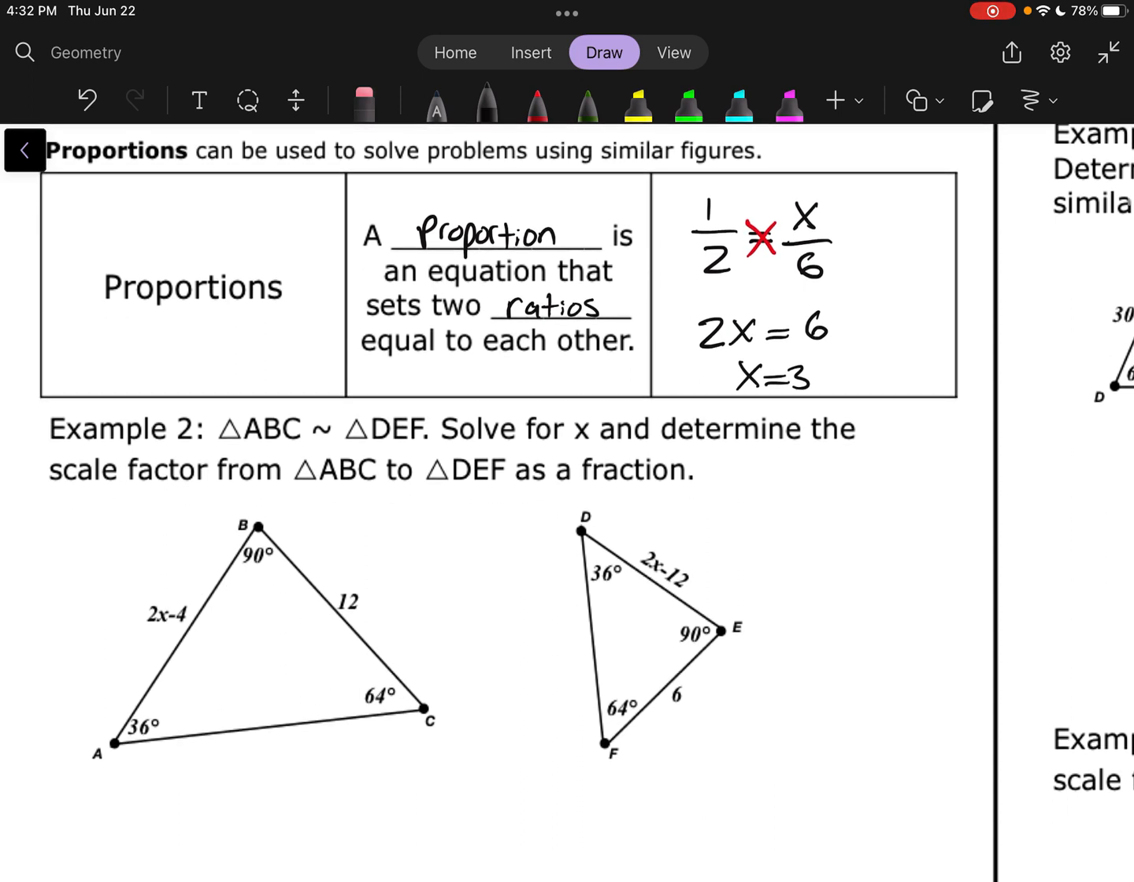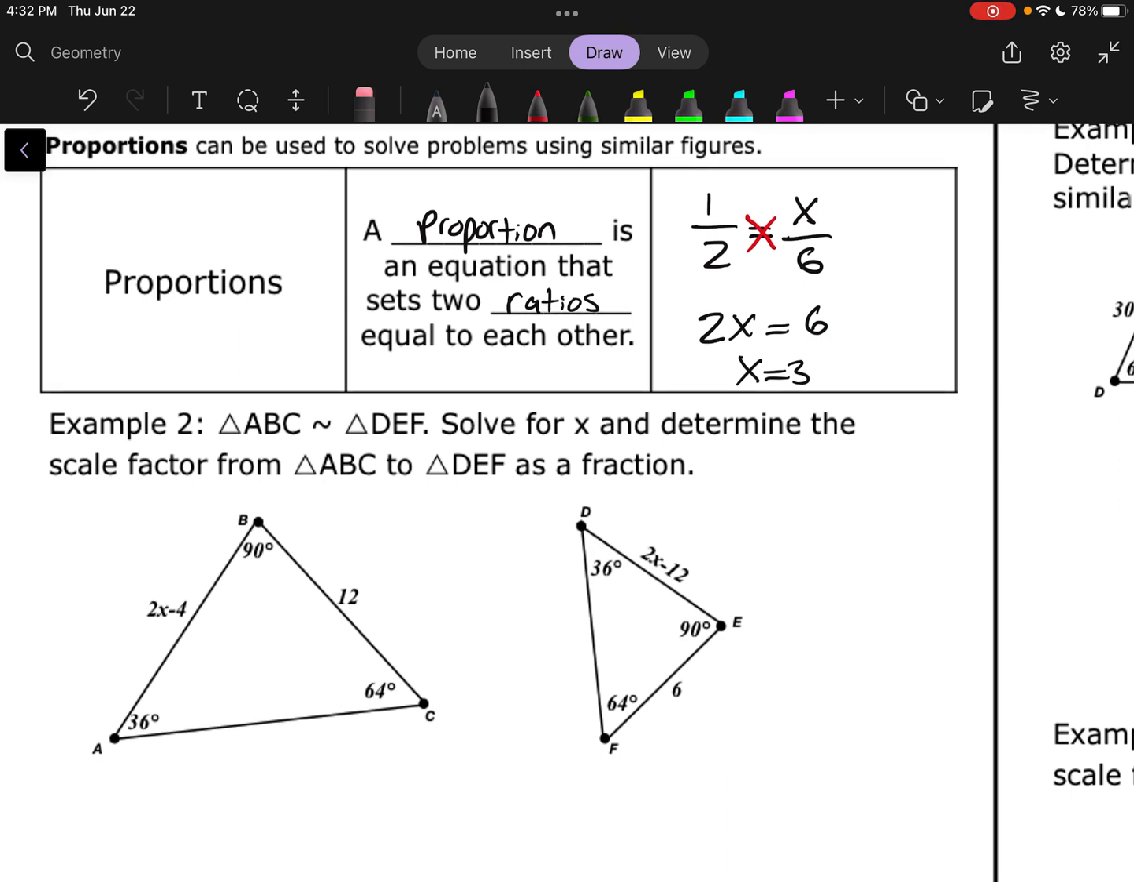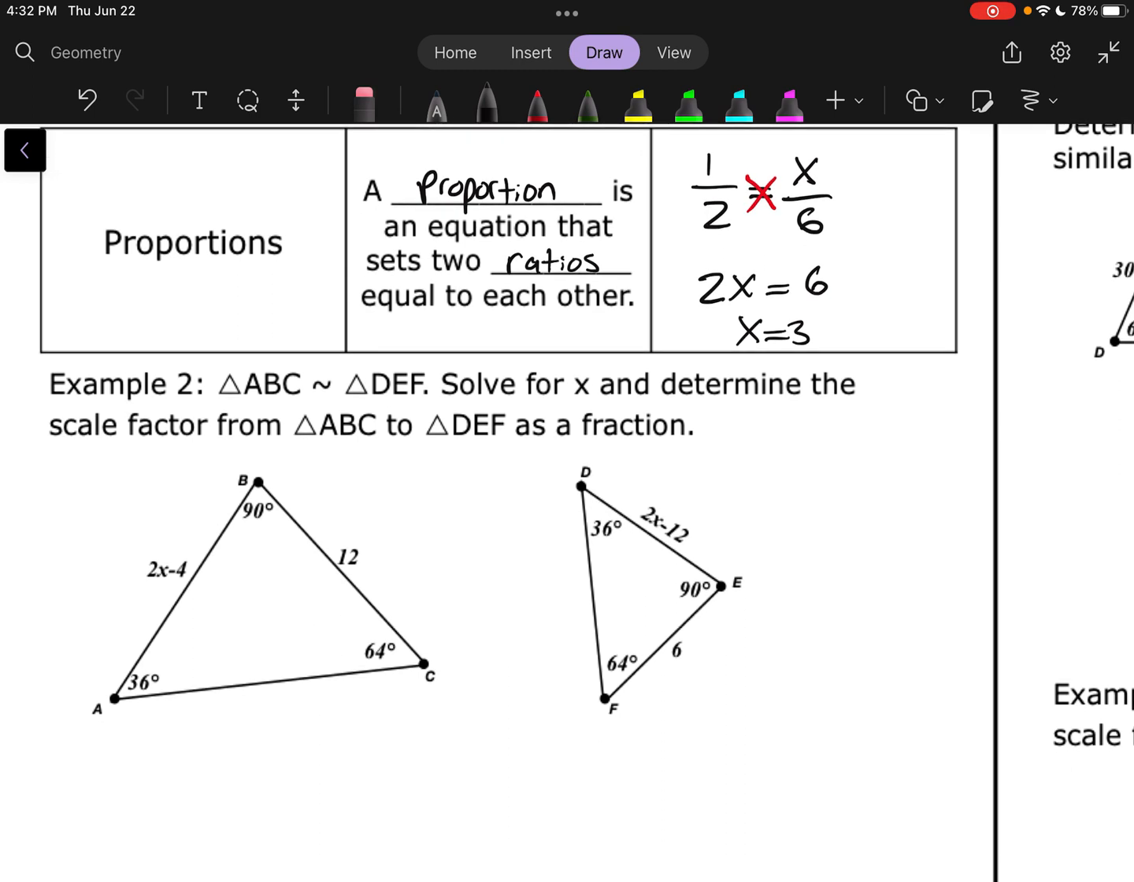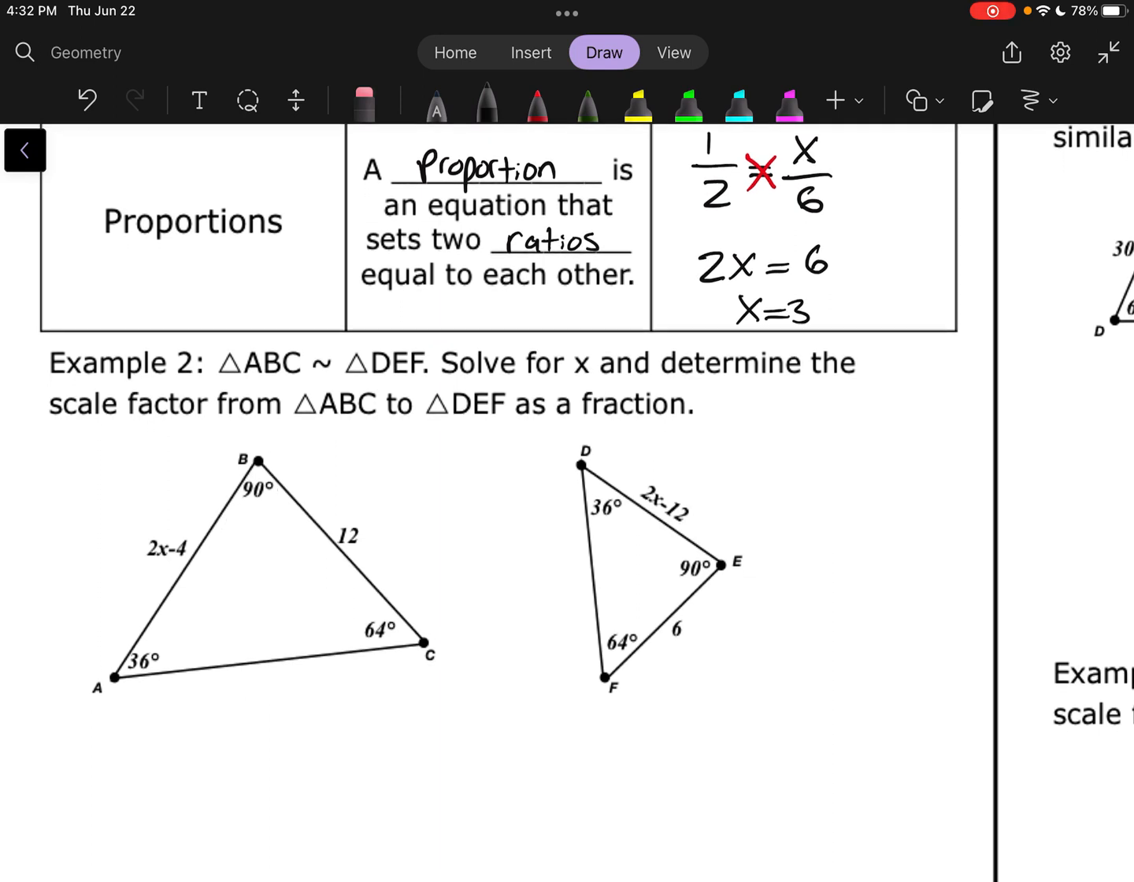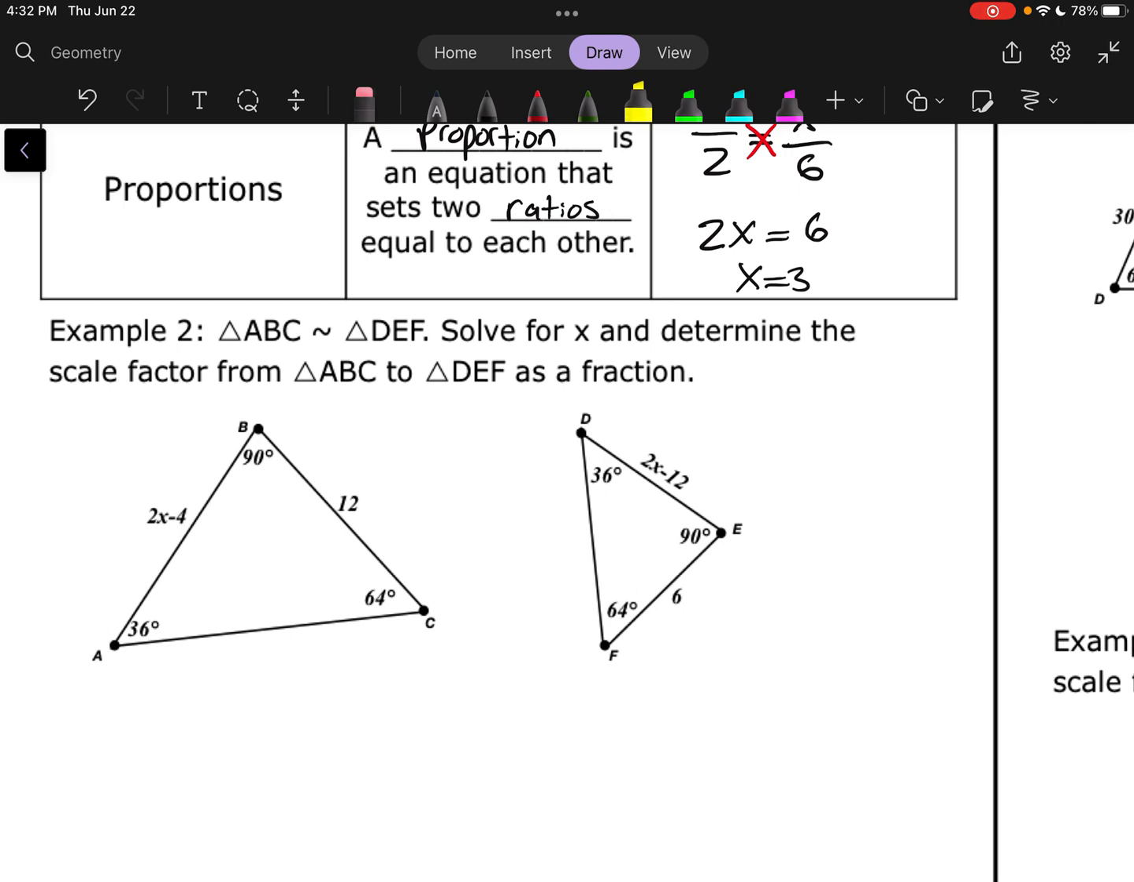So with that in mind, let's look at example 2 here, and we're going to try setting up our first proportion. This says triangle ABC is similar to triangle DEF. Solve for x and determine the scale factor. Okay, so let's find one of the sides with an x. So side AB. Now what is that going to correspond to on our other triangle? Well, sometimes it can be kind of difficult if things are spun around a little bit, but always refer back to your similarity statement. Side AB should match up or correspond with side DE.